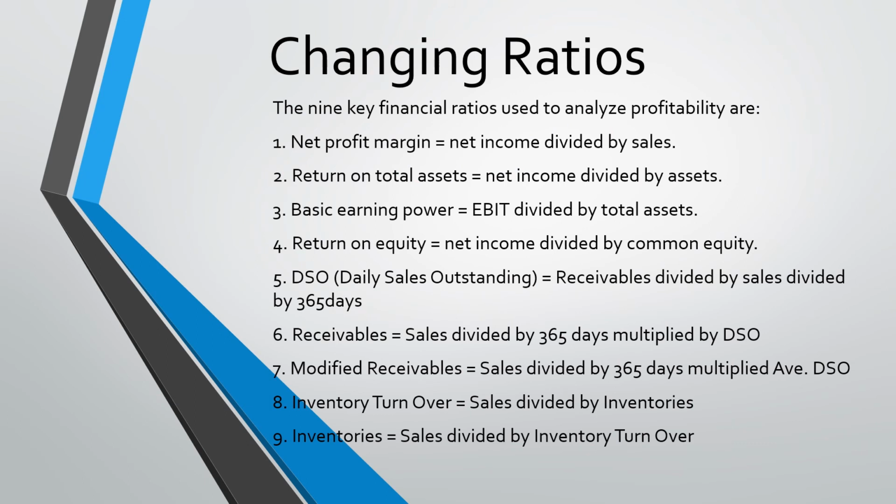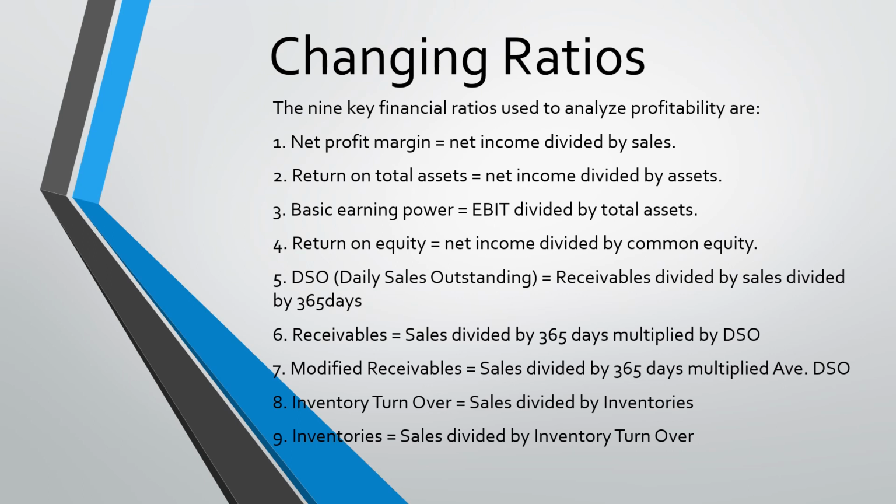Now, just a recap of changing ratios. We've discussed in the previous topics what the changing ratios are, what the uses are, or what the factors are. I've listed here the nine key financial ratios used to analyze profitability. First, the net profit margin equals net income divided by sales. Second, the return on total asset equals net income divided by asset. Third, basic earning power, or EBIT divided by total sales. Fourth, the return on equity, or the net income divided by common equity.